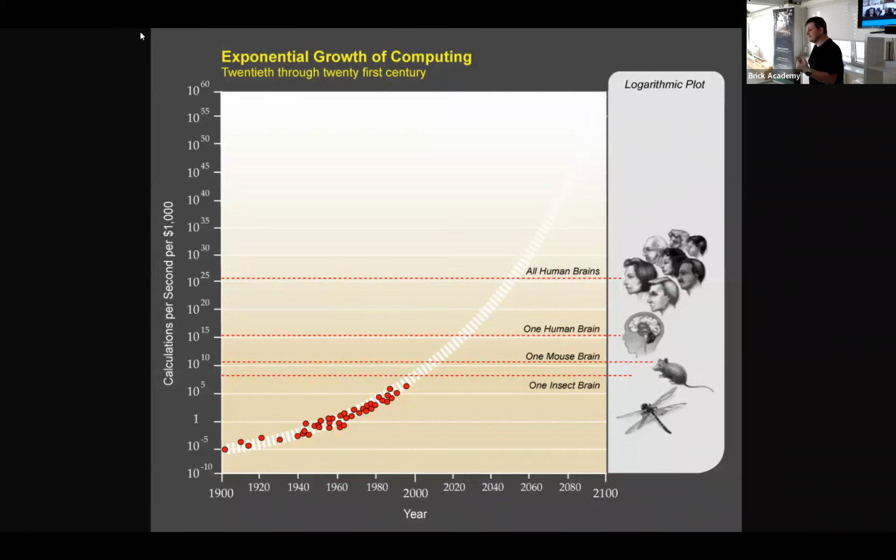What does it mean? It means that we are reaching a point, following this exponential curve, that by 2040, for $1,000, we will get the capacity of the whole of mankind's brain capacity for 1 second, which is crazy.